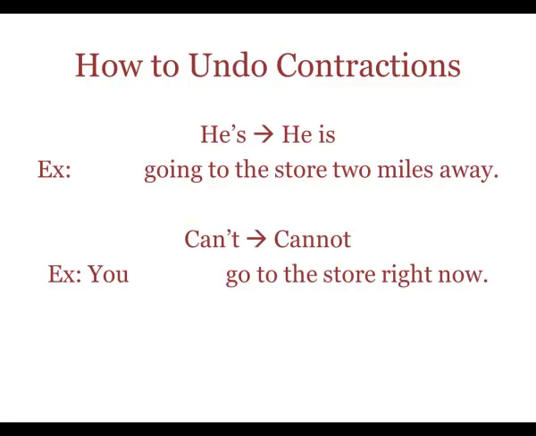So earlier I mentioned that contractions should probably be avoided in more formal writing. So how do we undo contractions? Basically, we just come from the opposite direction. Instead of he's going to the store, we would use he is going. And instead of you can't go to the store, we would use you cannot go.